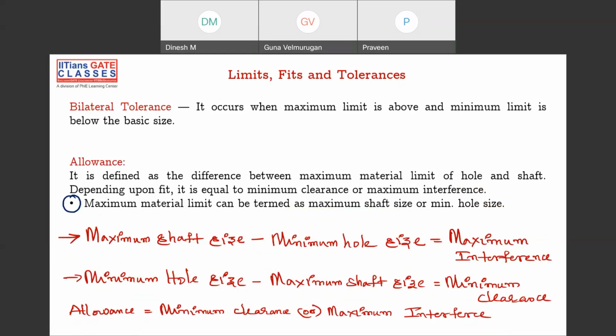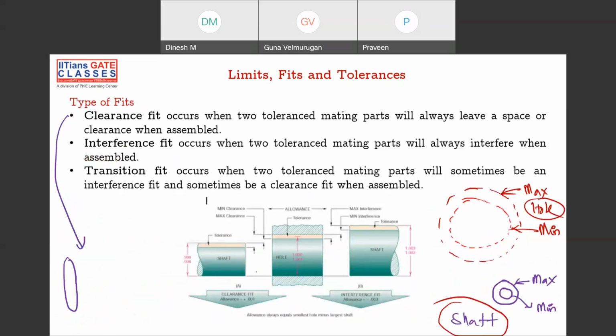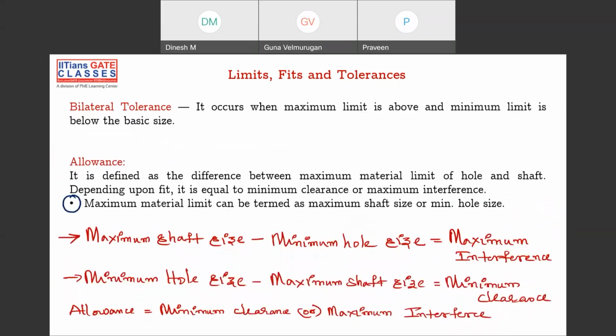Is it clear, Praveen? I'm not getting any response. Are you here? Obviously, we flipped only the terms. This is interference because this is the interference fit, and this is clearance because this is the clearance fit. So first we'll understand interference and clearance, and then we'll come back. Is it okay?